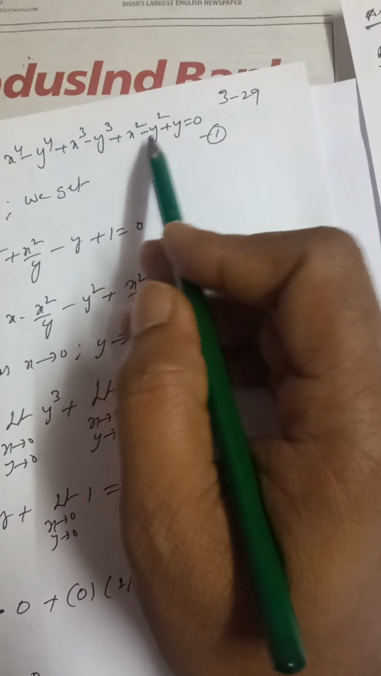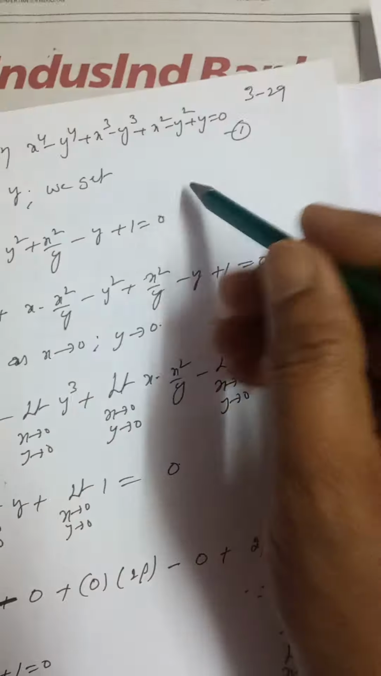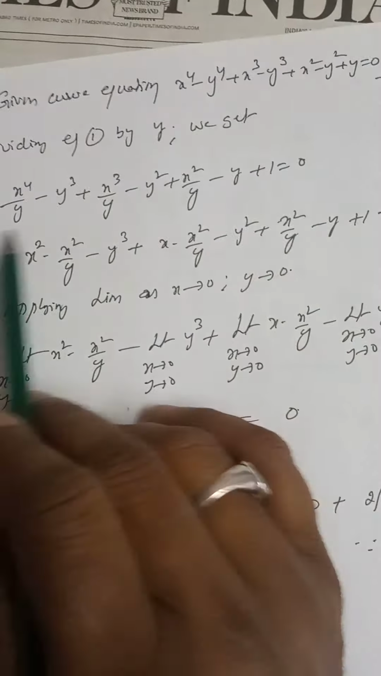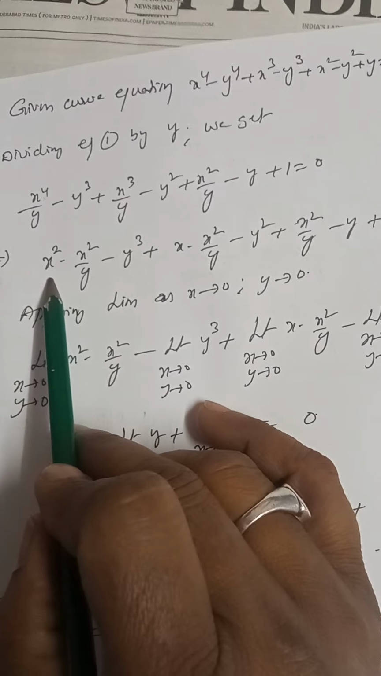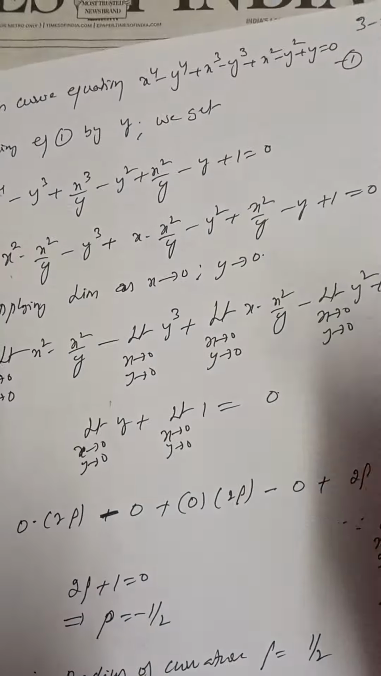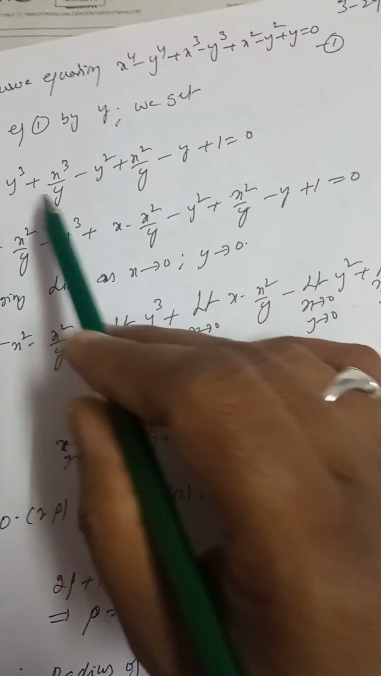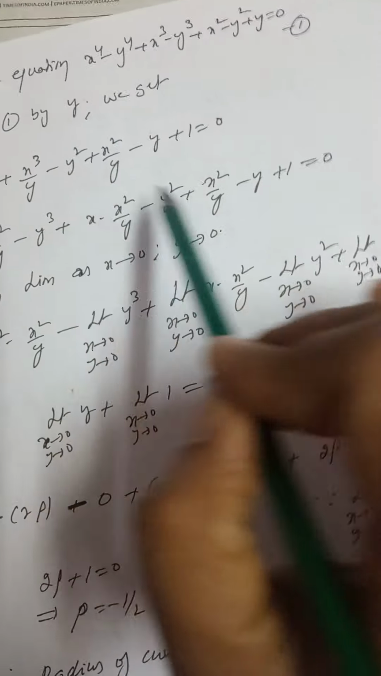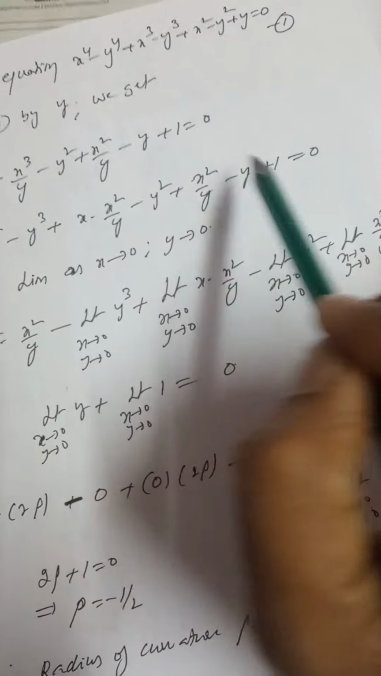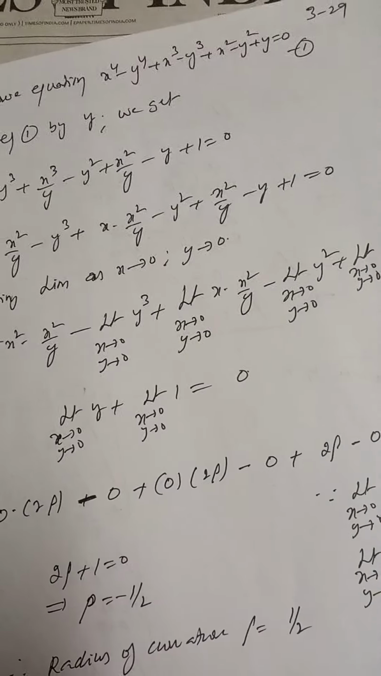Now fourth problem again. x power 4 plus y power 4 plus x cube minus y cube plus x square minus y square plus y is equal to 0. Here y degree is equal to 1. Therefore throughout the equation you have to divide by y only. Now we are dividing by y, right? Now we are rearranging the terms. x power 4 can be written as x square into x square by y. Now y cube as it is, x cube by y can be written as x into x square by y, square as it is, x square by y as it is, minus y as it is, plus 1 as it is, right?